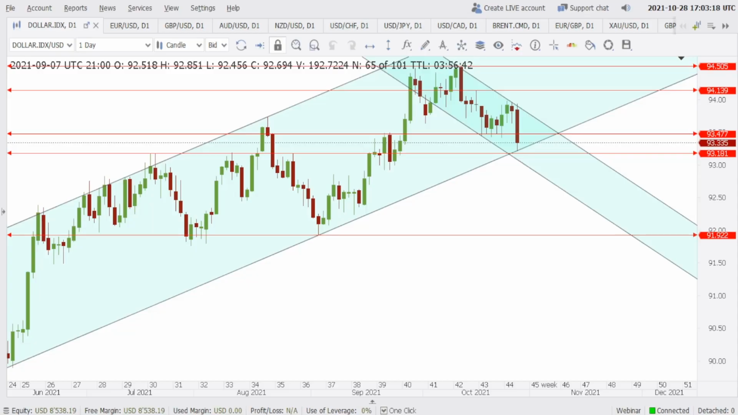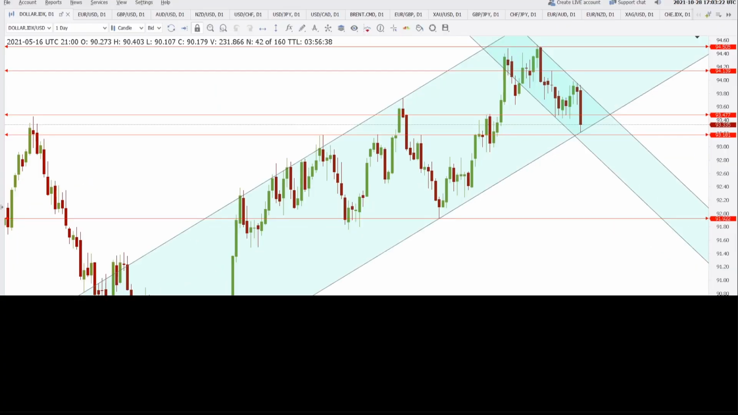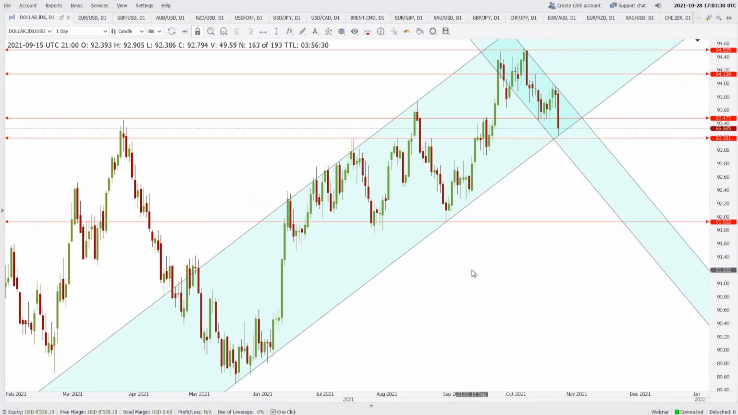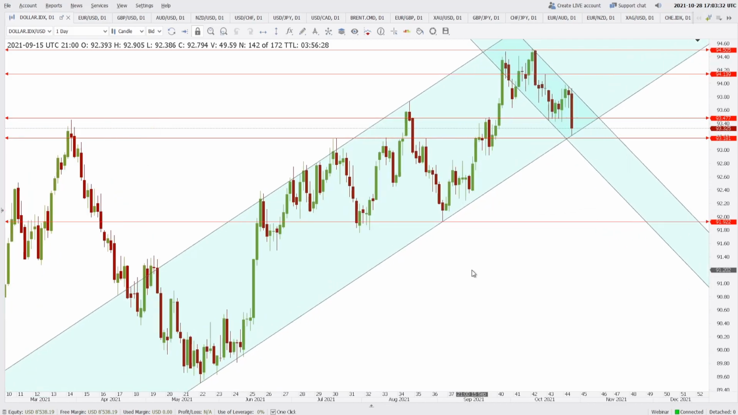To begin with, as every day else, we have the JForex platform open for us, and this is the daily chart of the dollar index. Now today something has happened.